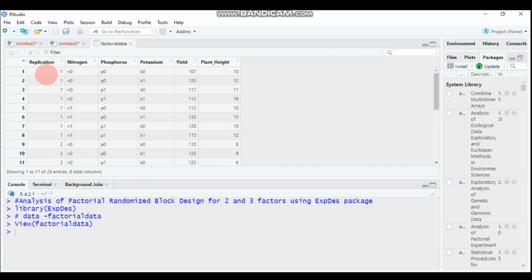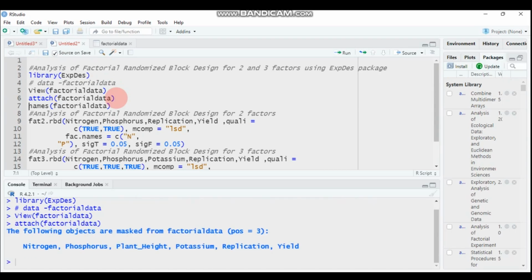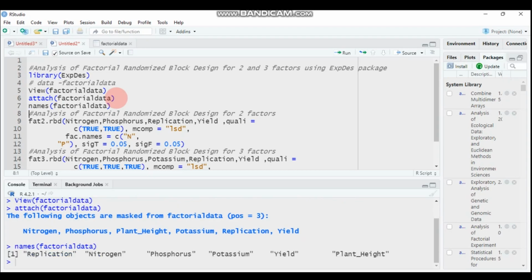Then, as you can see here is the replication. The first column is represented by replication, followed by nitrogen, and the third one is phosphorus, then potassium, yield, and planted. The last two are our response variables, while nitrogen, phosphorus, and potassium are factors. And here is the block or the replication column. Then you have to attach your data using the attach function, and our data name is factorial data. If you want to get the names, just type names and write the data name in the parentheses.